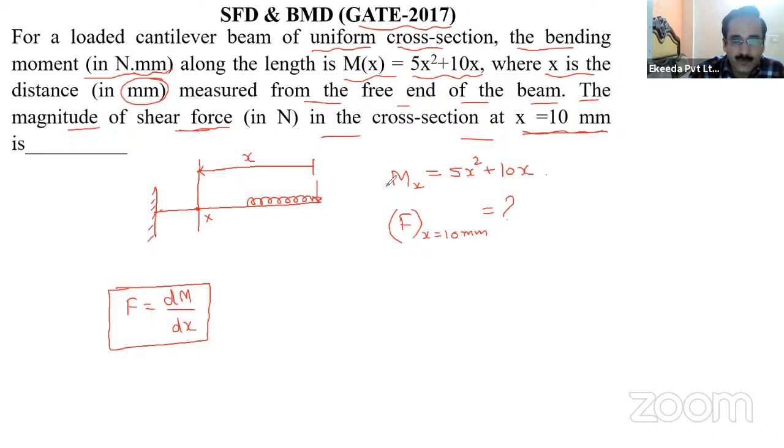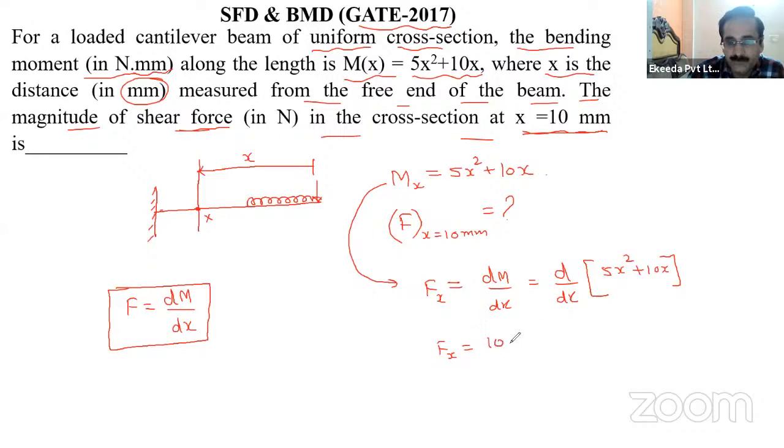So from here we can find the shear force as a function of x, which will be equal to dM by dx, which is the differentiation of M, which is 5x squared plus 10x, and that will be equal to 10x plus 10. So this is the shear force as a function of x.